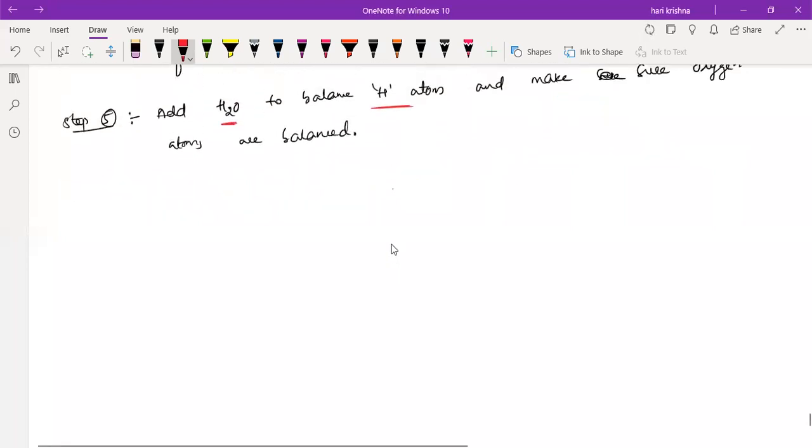Okay, we'll solve the examples on this. First, we'll do one acidic medium example, then we'll go for the basic medium example also, okay?